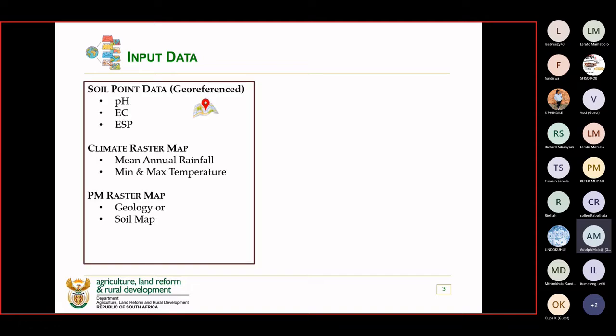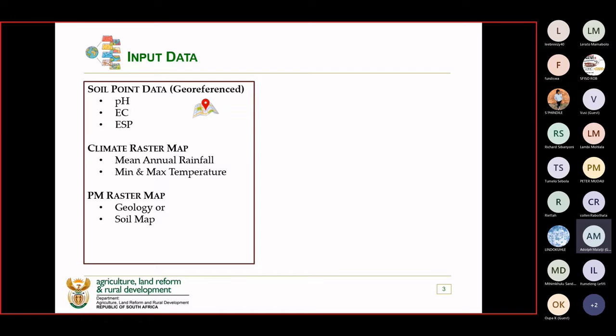For this study, trying to model salt-affected soils, we needed input data. The most important data set that we needed is soil point data, the georeferenced soil point data. So we needed soil pH, electrical conductivity, and exchangeable sodium percentage. We needed these three variables, and the EC was in the form of saturated paste. That is the first hassle that I had to face. I have to map this issue for the whole country. Therefore, I need a better distribution of these data points.